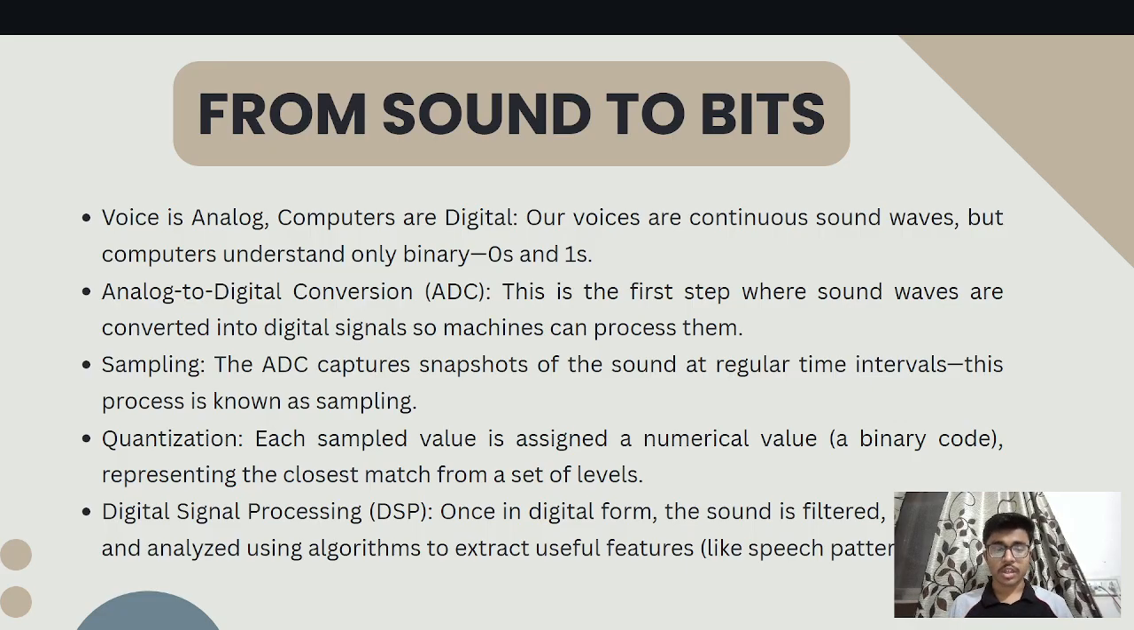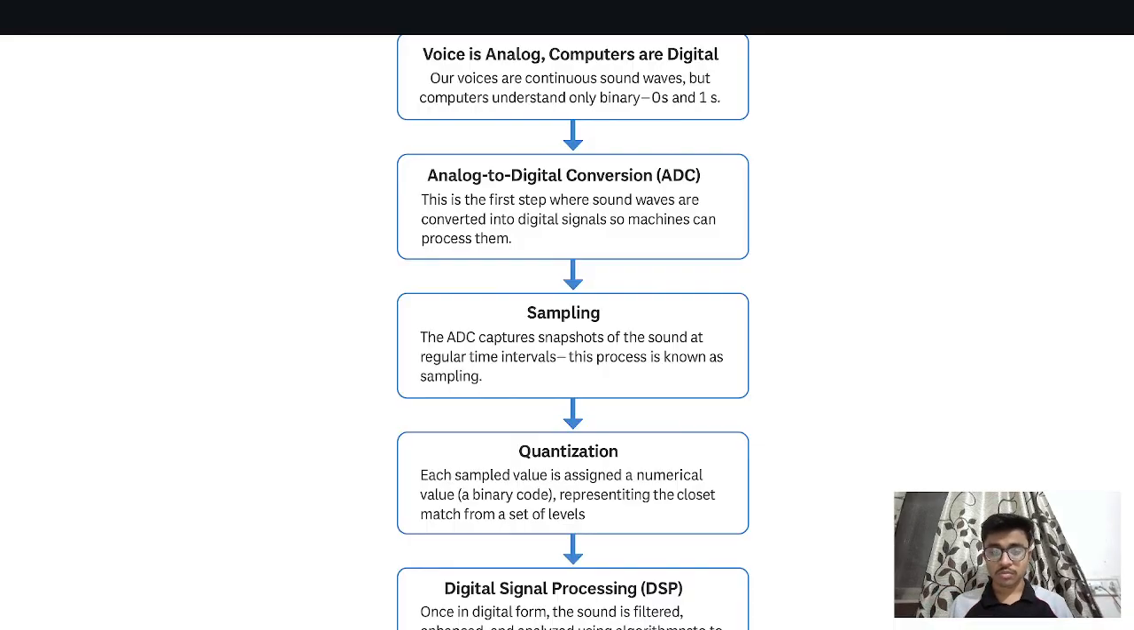Next step is sampling. The ADC captures snapshots of the sound at regular time intervals. This is known as sampling. Third step is quantization. Each sampled value is assigned a numerical value, a binary code representing the closest match from the set of levels. And the final step is digital signal processing (DSP). Once in digital form, the sound is filtered, enhanced, and analyzed using algorithms to extract useful features, and at last, the output is given back to you.